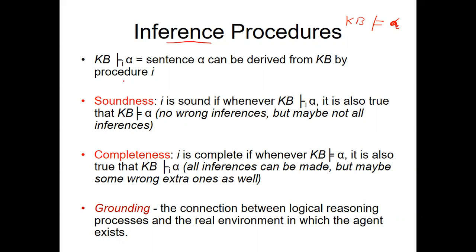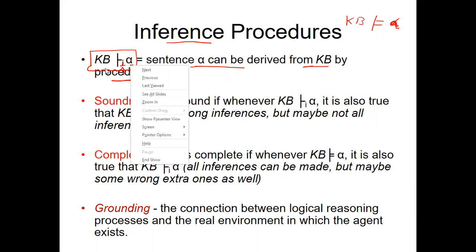Now we are going to discuss the inference procedure or inference algorithm. Say there is an inference procedure I which can derive a sentence alpha from the knowledge base KB. That is represented as KB, this symbol I, alpha. When something is represented like this, it means that there is an inference algorithm I which has derived the sentence alpha from the knowledge base.